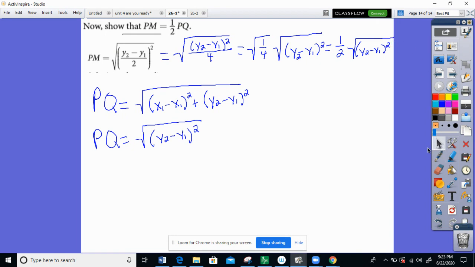So this is your first splash into coordinate proofs. For the next proof, we're going to do proofs about slopes in activity 26-2.